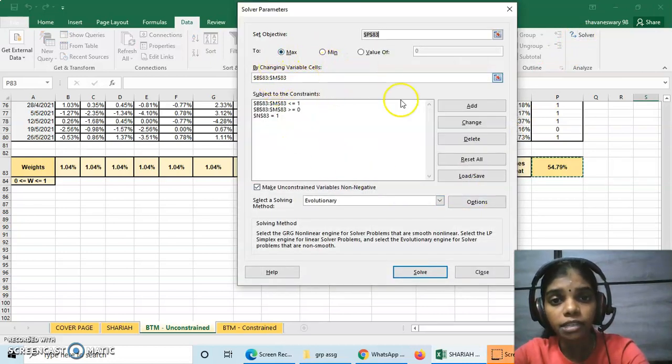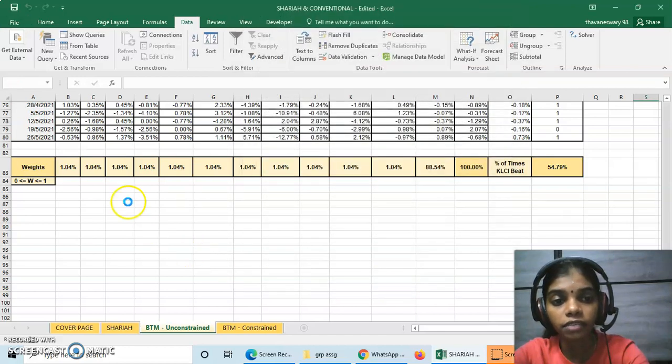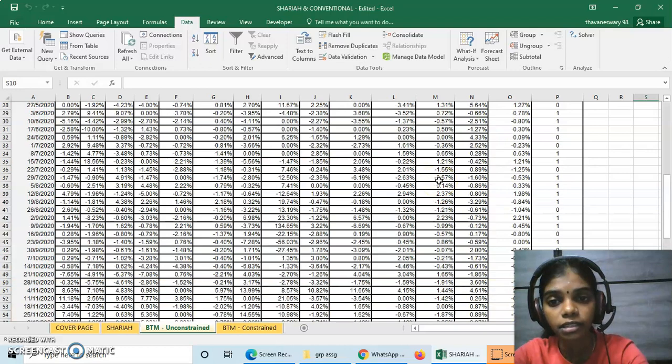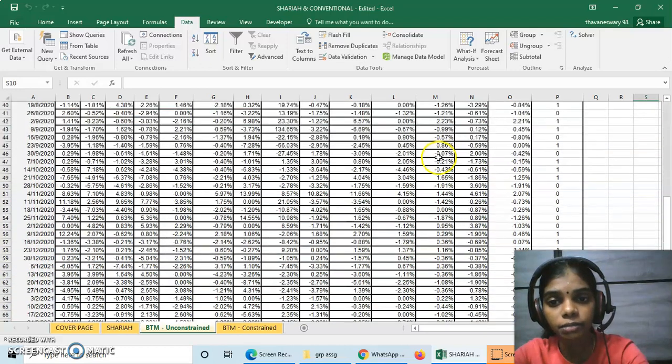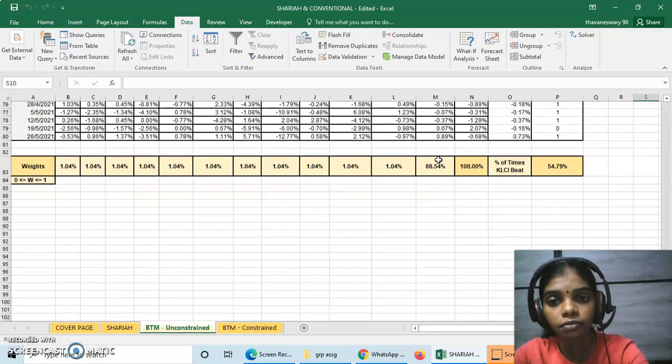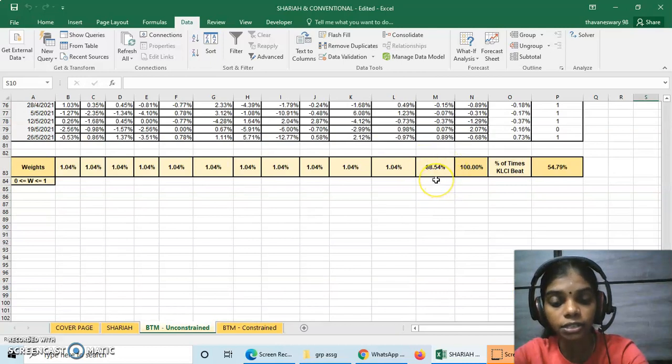Here I put maximize the value, and for the weights I used 0 to 1. For the solving method I put the evolutionary option, and after solving, these are the results that came out. The solution for this Shariah's portfolio consists of approximately 4% for all the companies except Nestle Berhad, and 88.54% in Nestle Berhad. It would have outperformed the KLCI index 54.79% of the time.